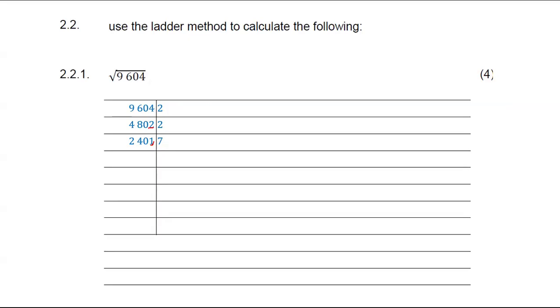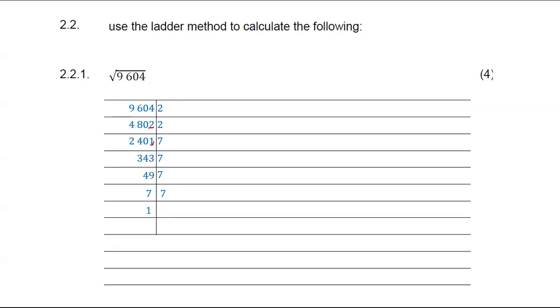2,401 divided by 7 gives you 343. Divided by 7 again, it gives you 49, which can be divided by 7. It'll give you 7. And 7 divided by 7 gives you 1. Write that as a product of prime factors.